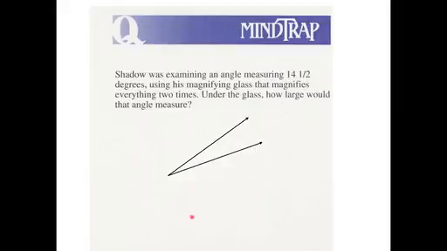Back to a mind trap. Shadow's at it again, and he's examining an angle that's 14.5 degrees. Right there, 14.5 degrees. But he's got his magnifying glass. It magnifies everything 2 times. So, under the glass, how large would the angle measure? Pause, think about it a bit.